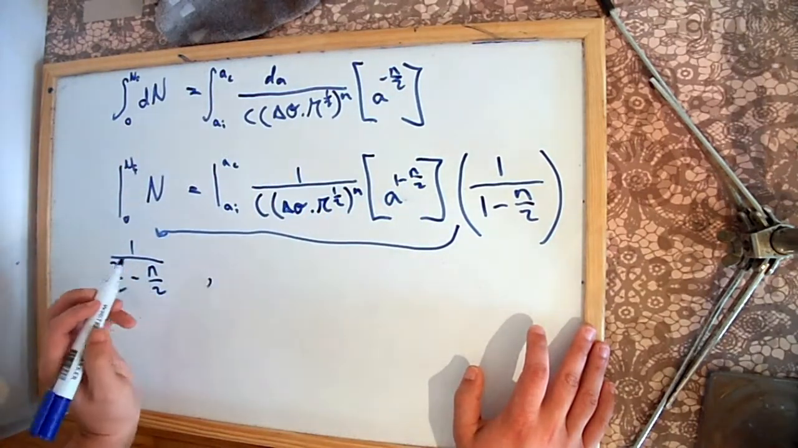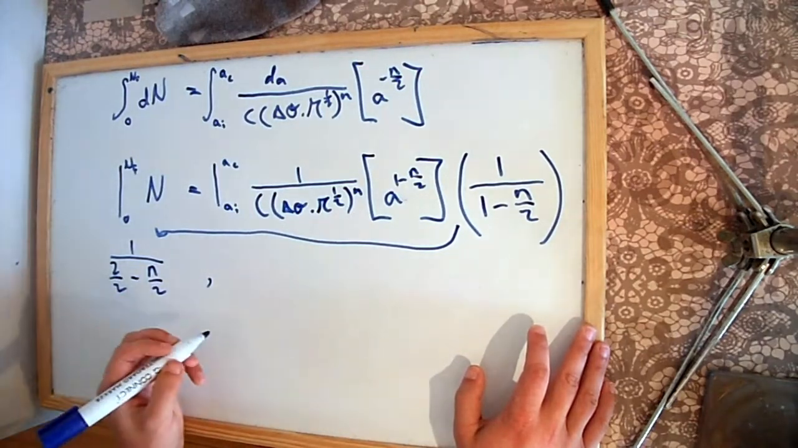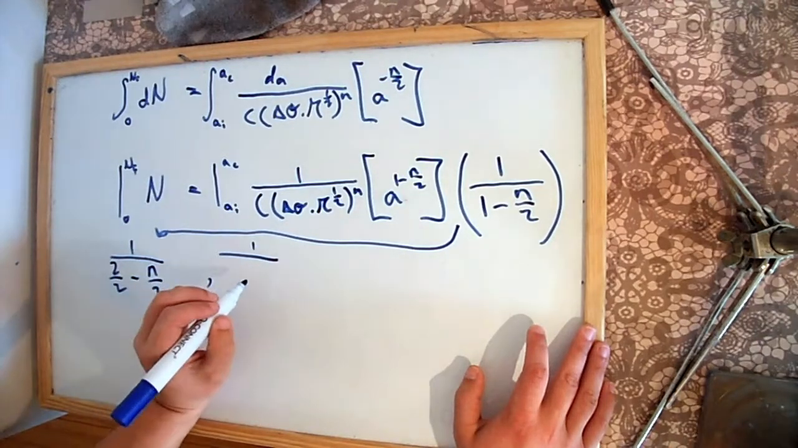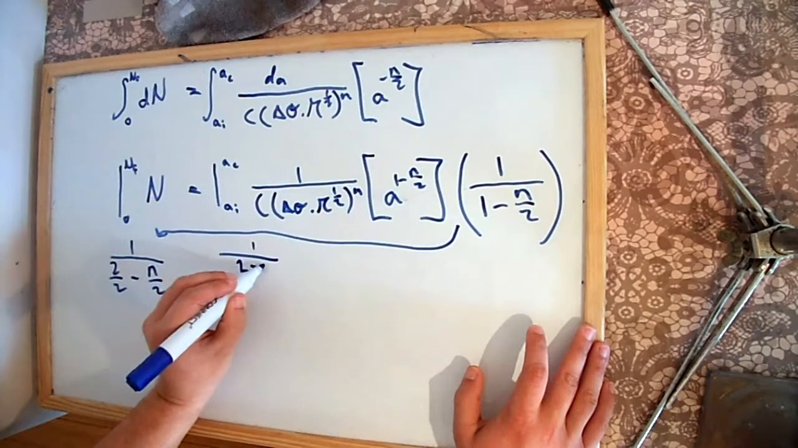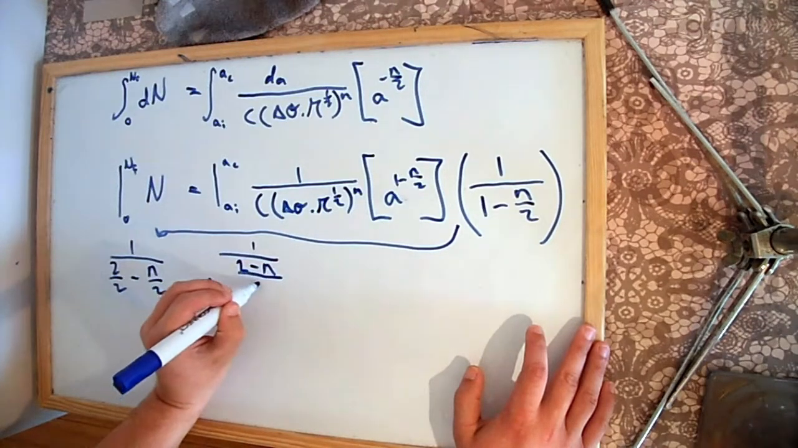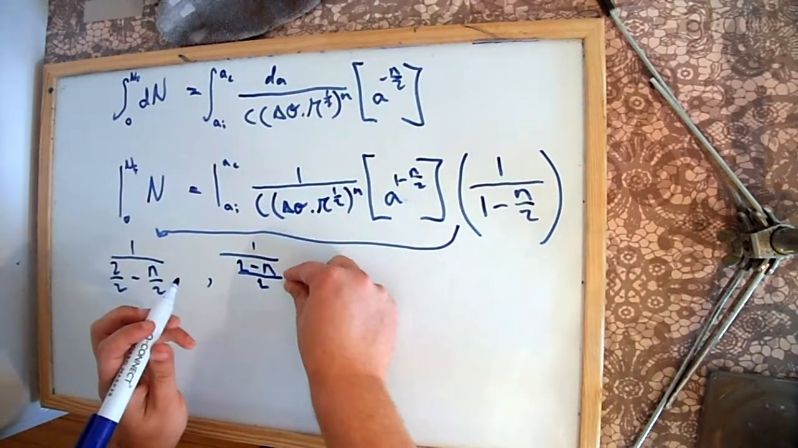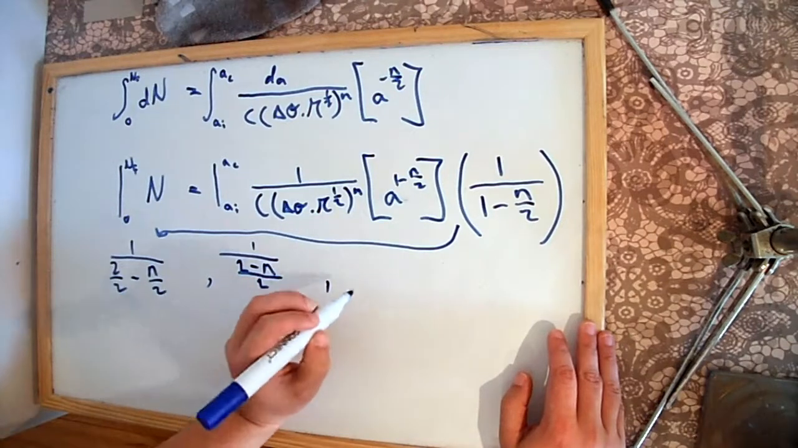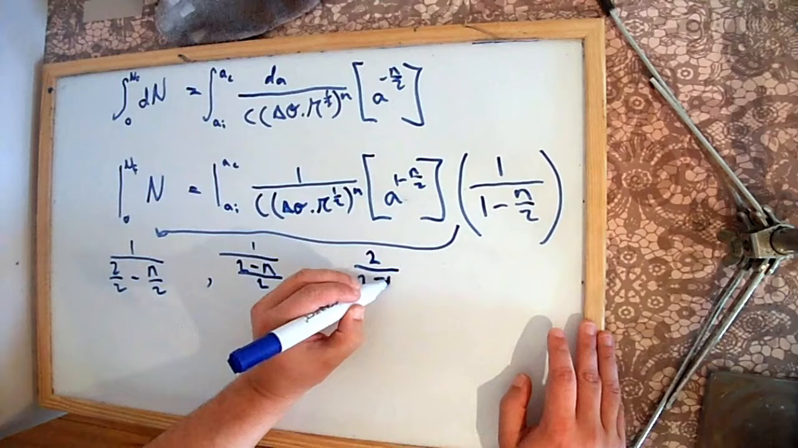So I just use commas to change as if I'm going to the next line. So then you have 1 over 2 minus n over 2, and as you know, you take the bottom fraction, flip, multiply, and then that gives us 2 over 2 minus n.